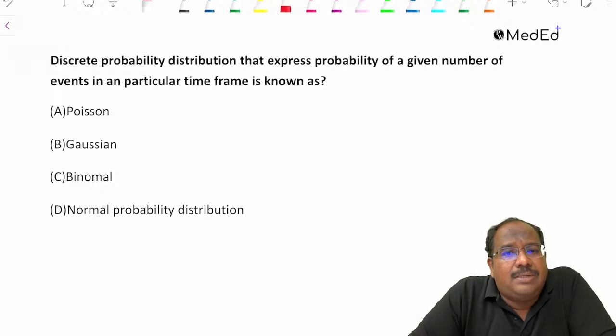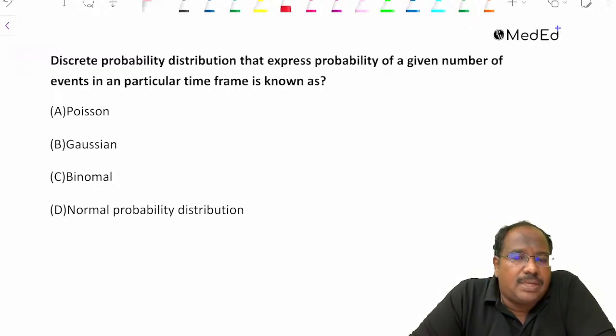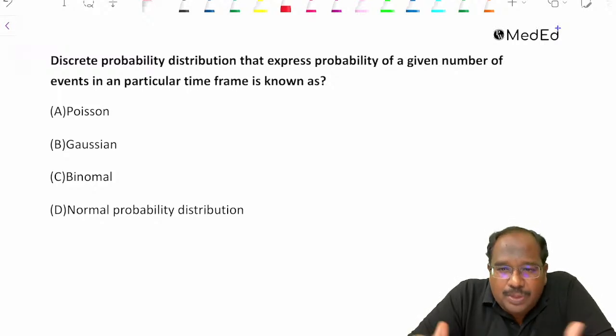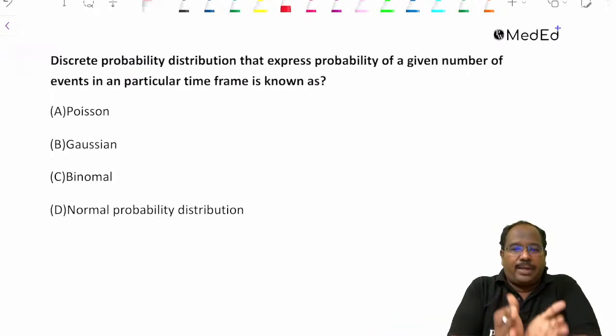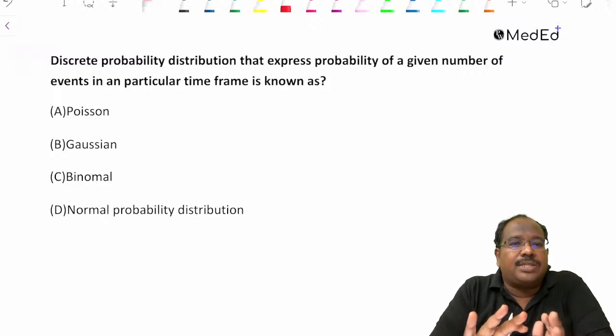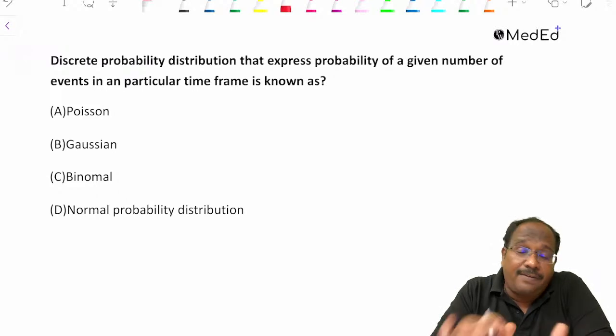Discrete probability distribution that expresses the probability of a given number of events in a particular time frame. Okay, suppose you have data and you are going to present it in the form of a distribution, so it will show in the form of a graph. We have various distributions. Suppose I have 100 numbers and I am plotting them; how it comes is the distribution. So the question is about a discrete probability distribution, given events they are talking about.